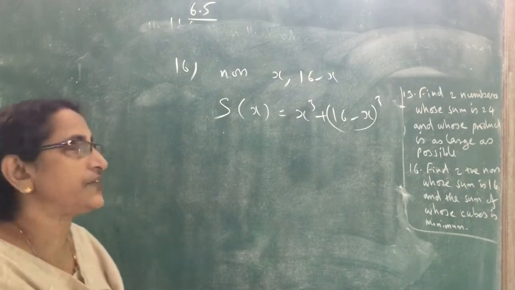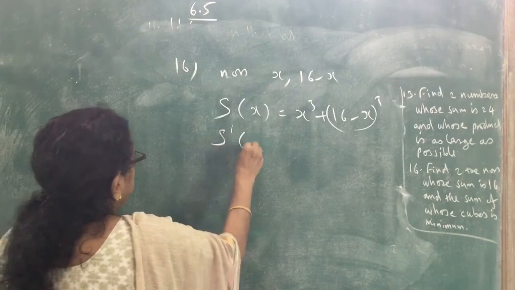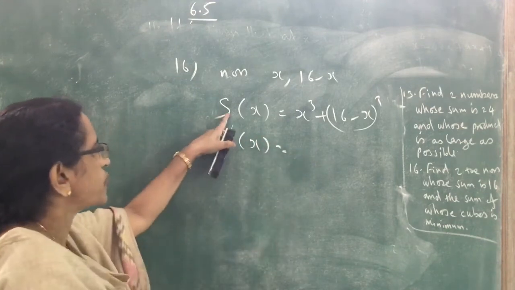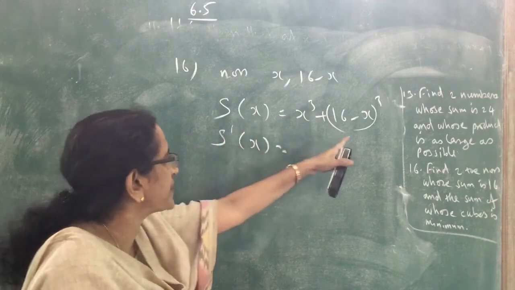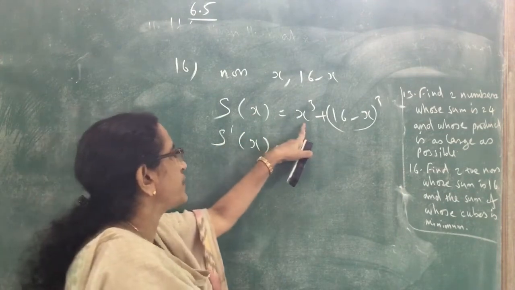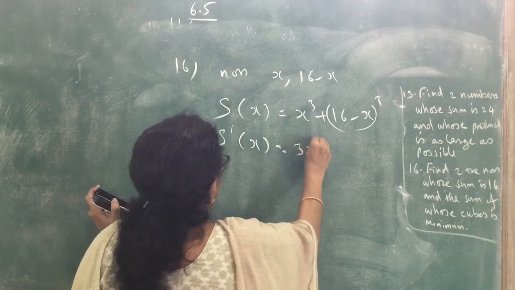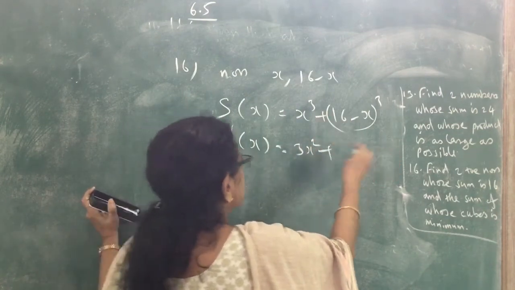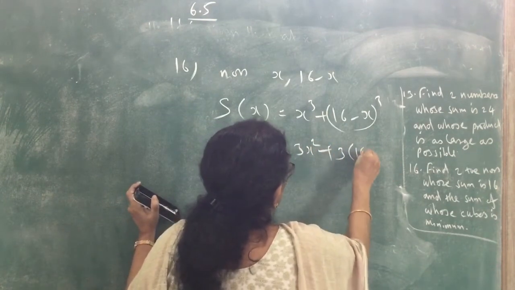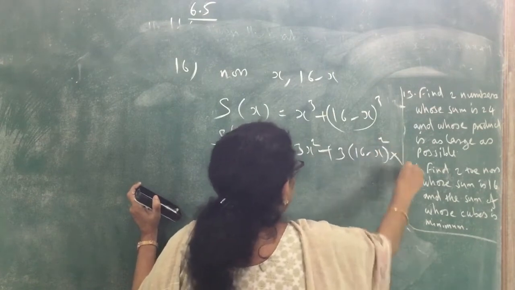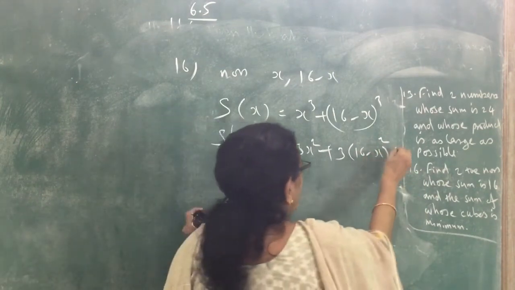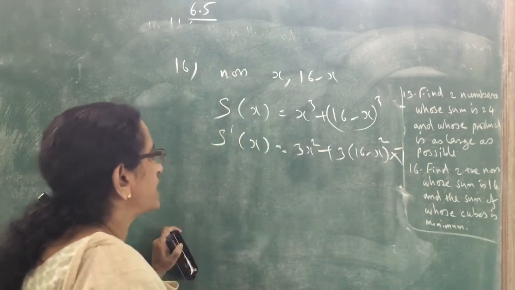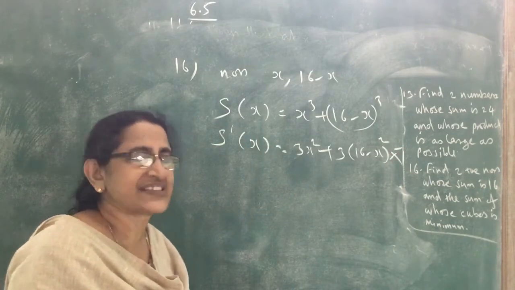So, directly we can differentiate. Then s dash x, the derivative of s of x with respect to the variable x. Here the variable is x, so we have to differentiate with respect to x. What is the derivative of x cube? 3x square, plus the derivative of (16 minus x) whole cube, that is 3 into (16 minus x) whole square into the derivative of (16 minus x), that is minus 1. So, into negative 1.